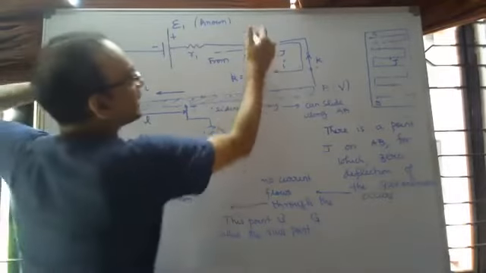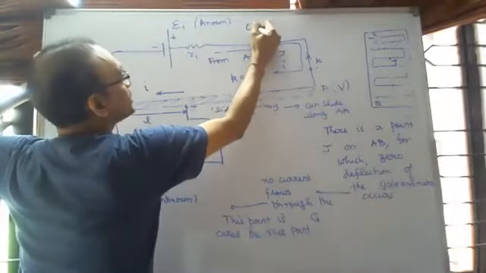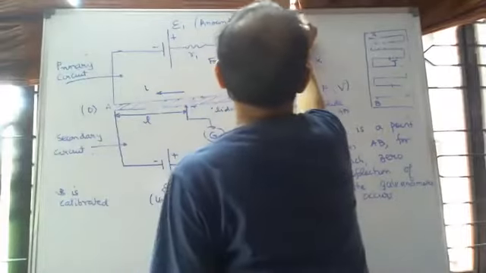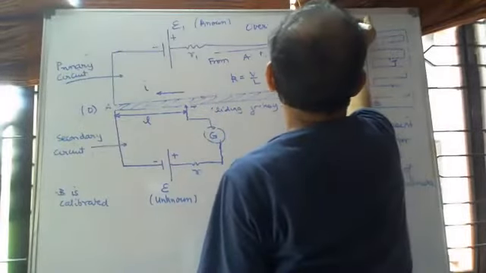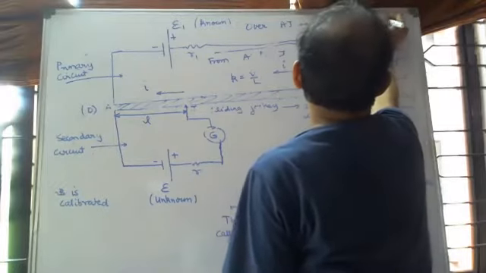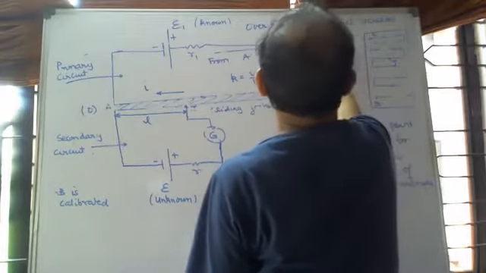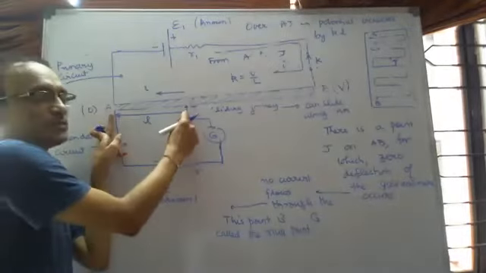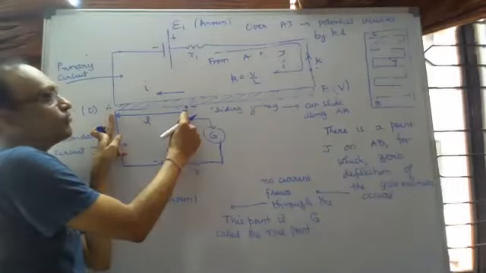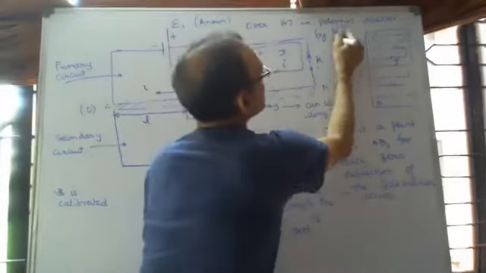So over a length L, over AJ, the potential increases by K into small l. K is the change in potential per unit length. So for a length small l, the increase in potential is Kl.